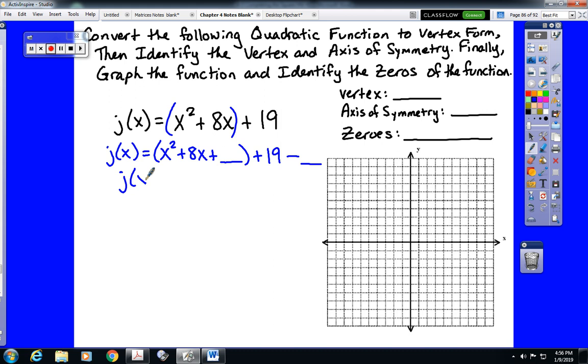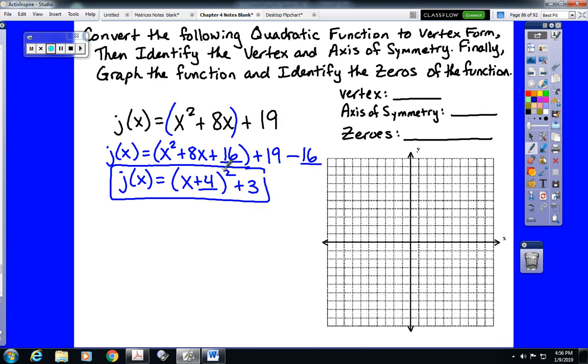The next line, we're going to start with our blank quantity squared. 8 divided by 2 is 4, so this should be a plus 4. Square that would be 16. 19 minus 16 is 3. So J of x should be x plus 4 quantity squared plus 3. This means that h is negative 4 and k is 3. It's really k from there and h from here.